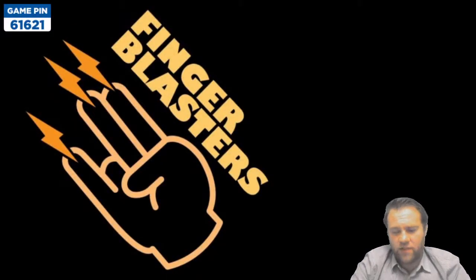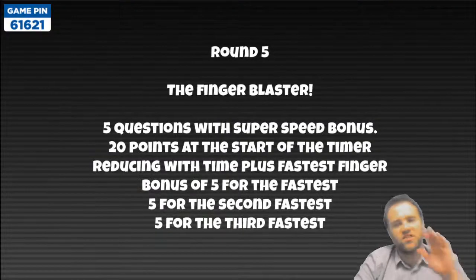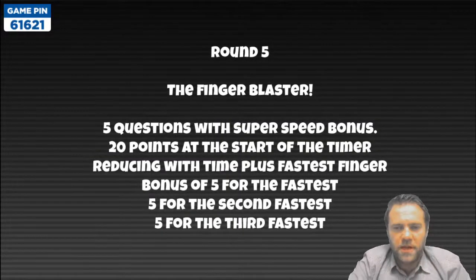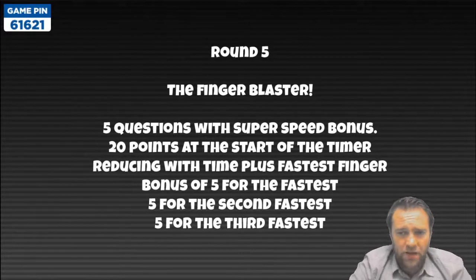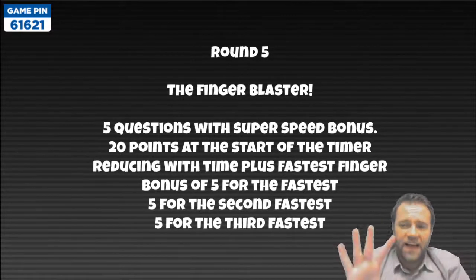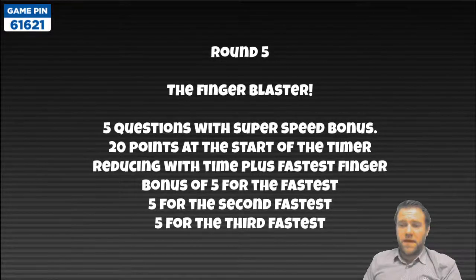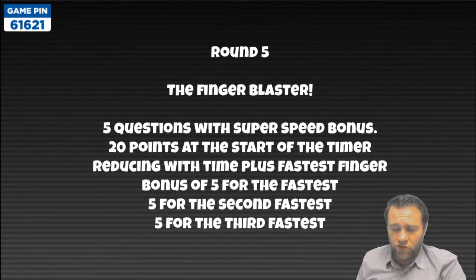Finger Blasters. Round 5 is the Finger Blaster round. The reason we call it the Finger Blaster round is because it's 5 questions with a super speed bonus. 20 points at the start of the timer, which will reduce with time, okay? Plus you get the fastest finger bonus of 5 for the fastest, 5 for the second fastest, and 5 for the third fastest to answer the questions, okay? So speed is hugely important, okay?